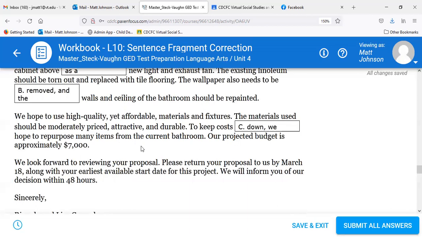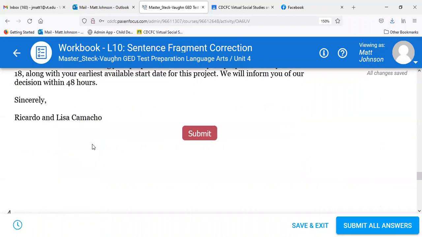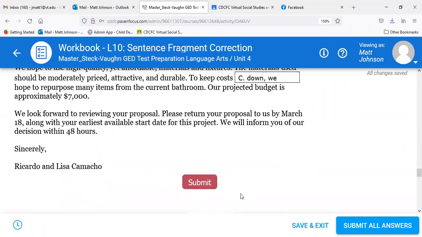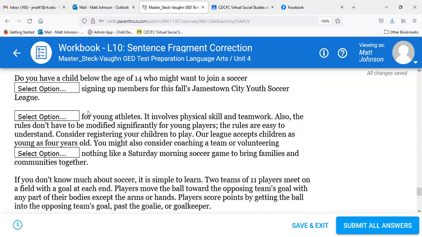Makes that complete. Our projected budget is approximately $7,000. We look forward to reviewing your proposal. Please return your proposal to us by March 18th, along with your earliest available start date for this project. We will inform you of our decision within 48 hours. Sincerely, Ricardo and Lisa Camacho.